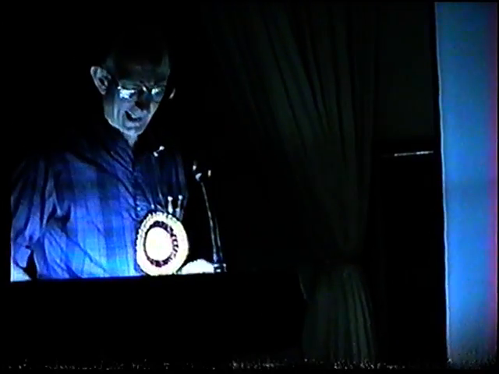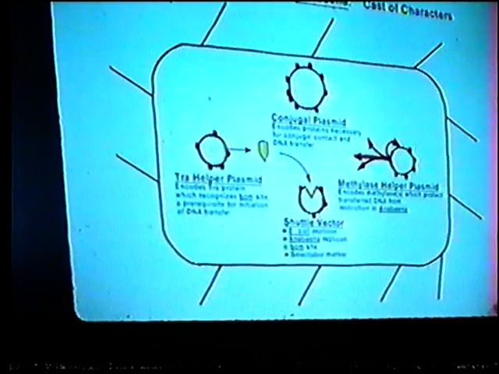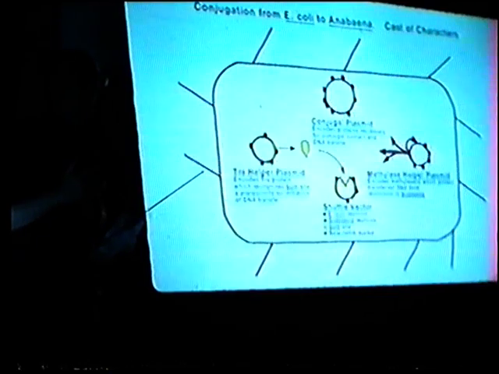It's there, and this shows the entities that are involved in transfer of DNA.